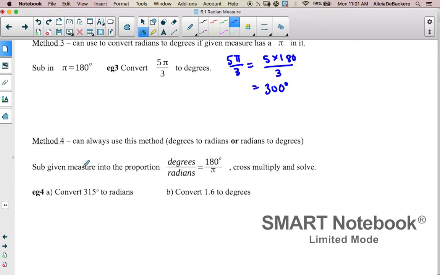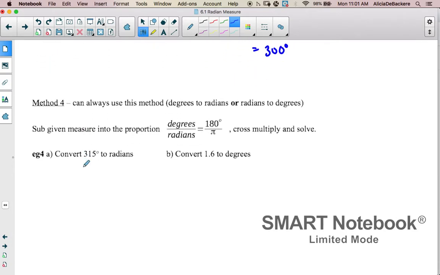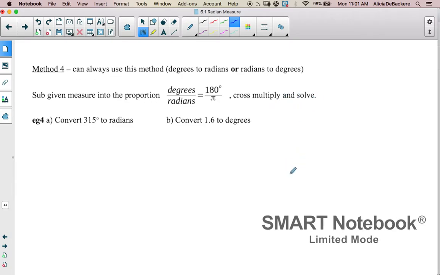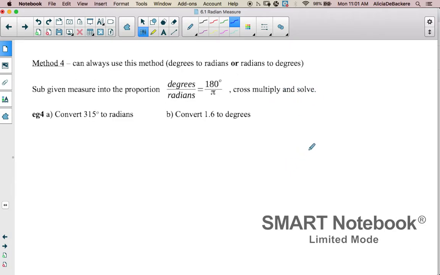Okay, so method 4. Method 4 is always going to work. It's a few more steps, but it's going to work whether I'm starting with degrees and moving to radians or starting with radians and moving to degrees. So for this one, I'm going to use this proportion where I've got my degrees number from the question or the radians number from the question, and it's always going to be equivalent if I reduce them to lowest terms to 180 over pi, because I know that that's always the relationship between an equivalent degree and radian relationship. So once I sub into that proportion, I'll cross multiply and solve. So we'll do a couple of examples using this method since it always works.